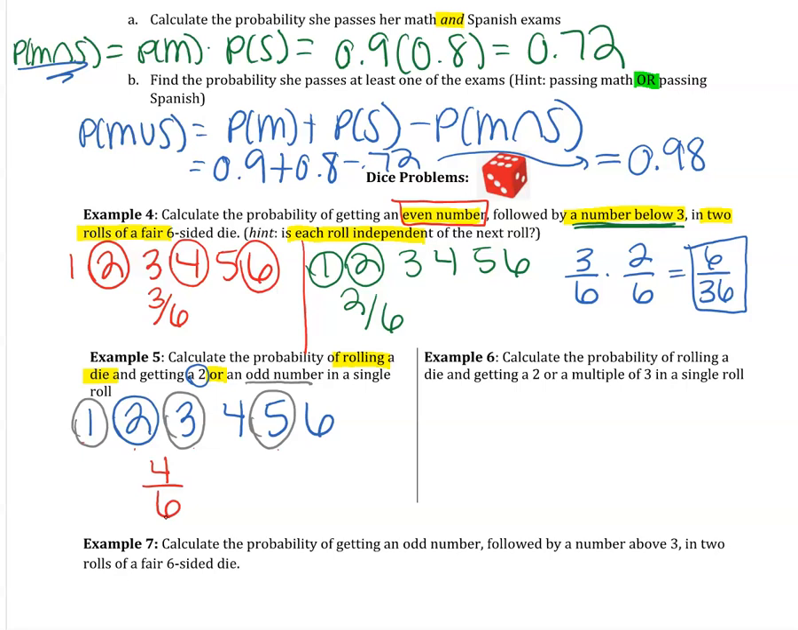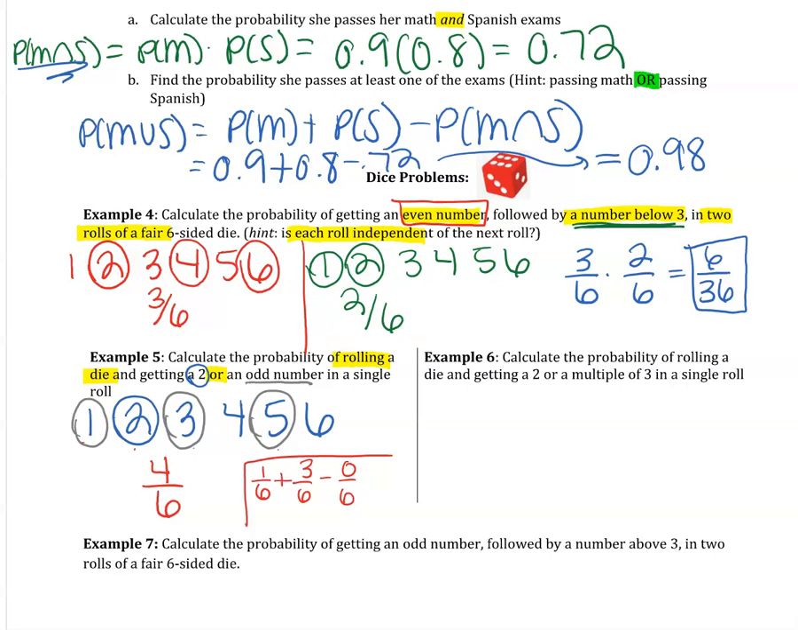Now, if you were to use the OR rule, that would be the probability of a 2, which was 1 out of 6, plus the probability of an odd number, which was 3 out of 6, and there was no overlap, so therefore you'd end up with the same thing as me, 4/6. But I like to just map it out.